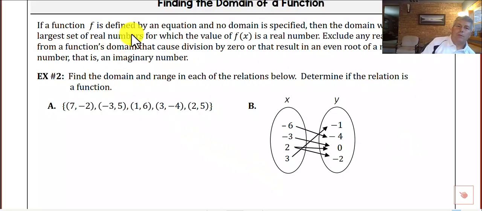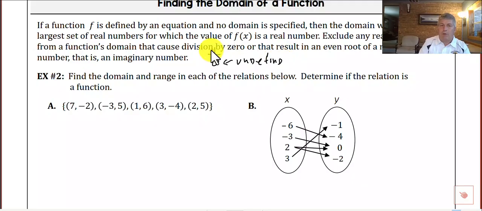So we've got some more notes up here about a function and finding the domain. If a function is defined by an equation and no domain is specified, then the domain will be the largest set of real numbers for which the value of f of x, y, that's our output, is a real number. Exclude any real numbers from a function's domain that cause division by 0. So you cannot divide by 0. So 0 in the denominator makes our fraction undefined.